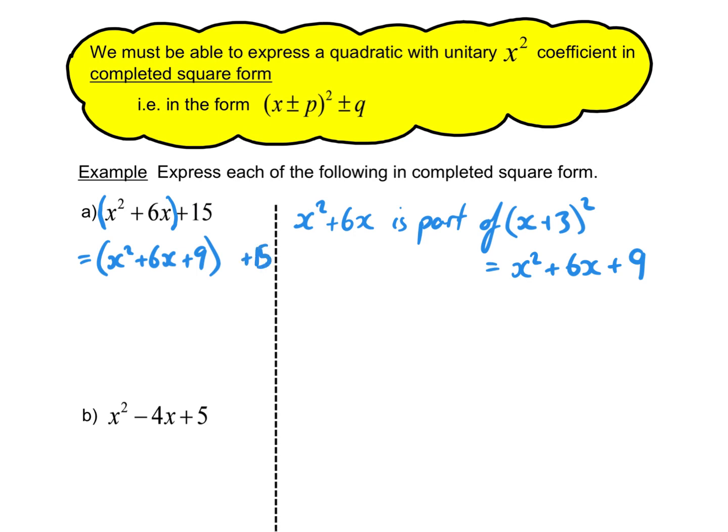Now these lines at the moment, I've put equals, but these two lines are not currently equal to each other because I've added this extra 9 in. Now to compensate for that, I'm going to need to get rid of it again straight away. So outside the bracket, I'm going to put minus 9.